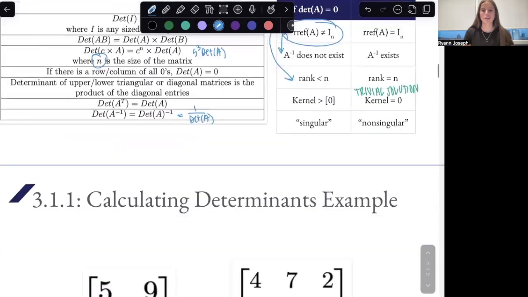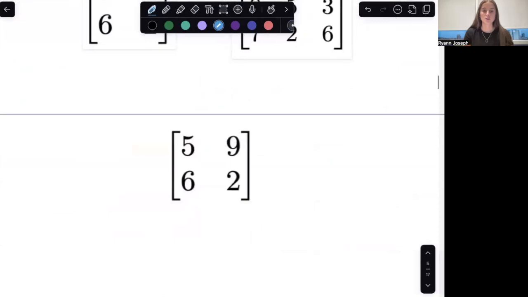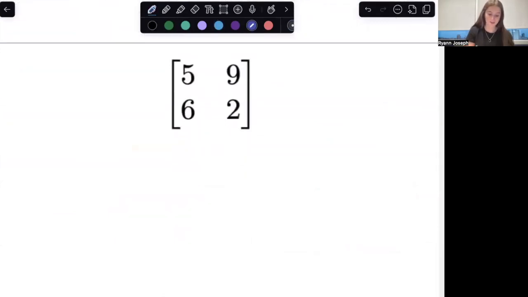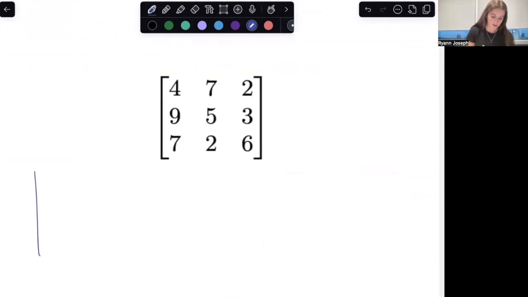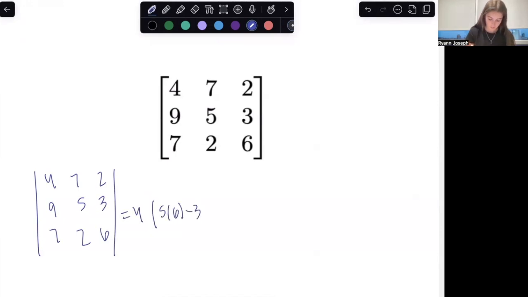Okay, let's do a few examples of calculating determinants. These are really straightforward. Taking the determinant of a 2x2 is as simple as it gets. So you just do this. This is 10 minus 54, which is negative 44. And then here, we're going to do some quick minor expansion. I can just skip to calculating the determinant of the inner matrices.